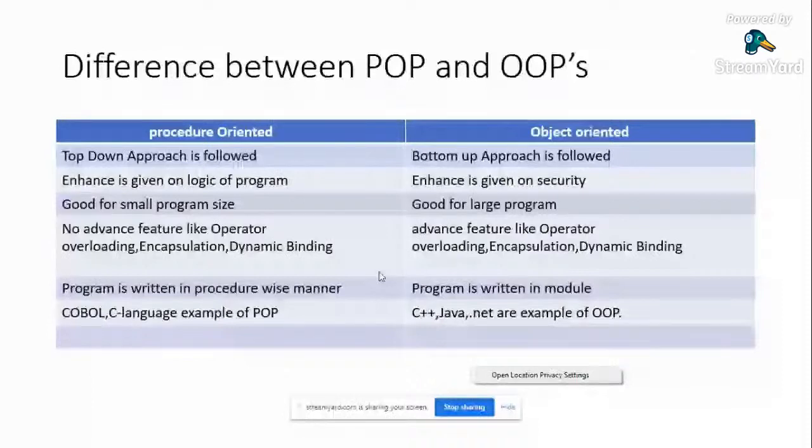There are some examples of procedure oriented programming languages, like COBOL, then Fortran also, then the C language, which we use widely. But in the case of object oriented programming languages, there are C++, which is the extension of the C language, then Java, then .NET. So these are examples of the object oriented programming system.